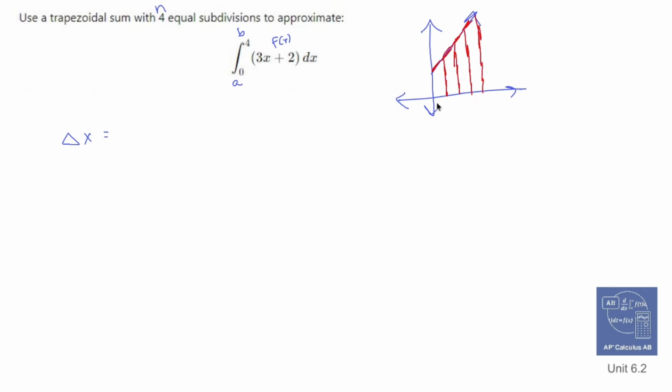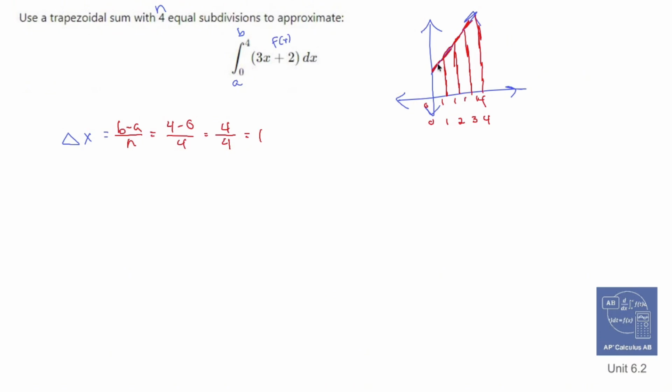So what I have to figure out is how long. I know it goes from 0 to 4. If I'm using 4 subdivisions, I have to find out how long these are and how tall each end is. The change of x is going to give us how long these are. That is calculated by b minus a over n. b is 4, a is 0, n is 4. 4 minus 0 is 4, 4 over 4 is 1. So each of these is 1 unit long: from 0 to 1, 1 to 2, 2 to 3, 3 to 4.